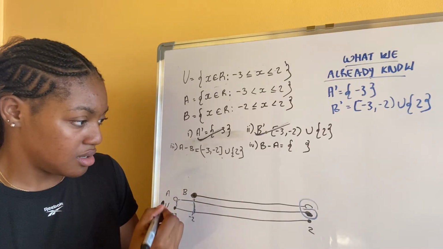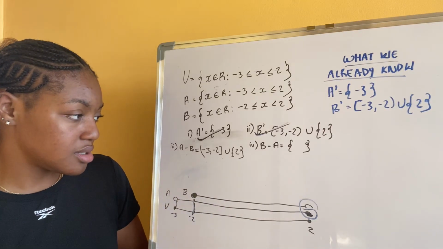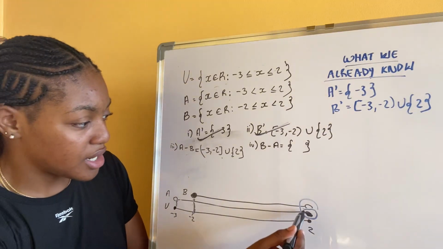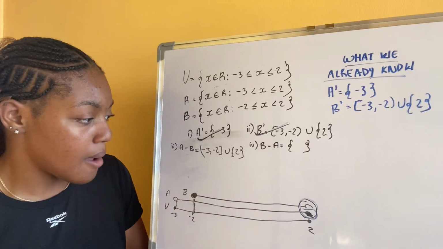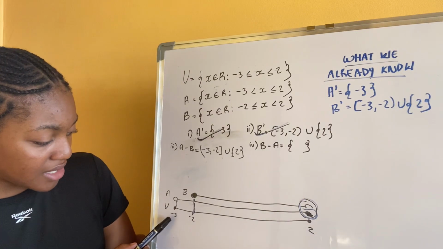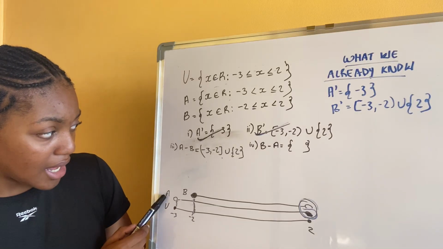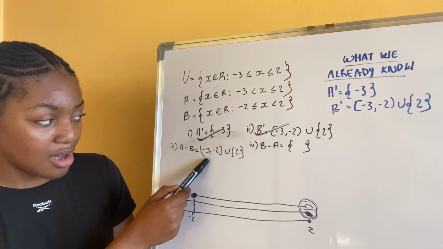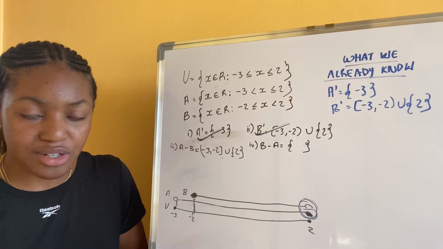Simply, we're looking at this part to see the elements that are in A that are not in B. And of course here, because 2 is not in B. So from here, we know that -3 is not included in A because we see an open circle right there. We have the open interval bracket here, so that's correct.